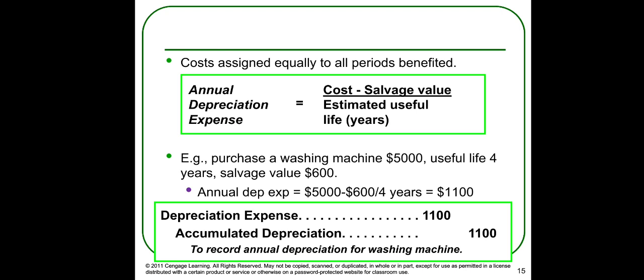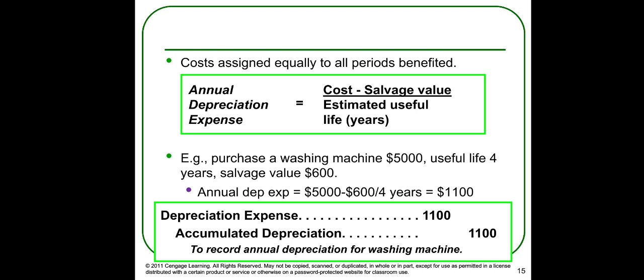Okay, when you use straight line method to calculate depreciation, cost is assigned equally to all periods benefited. So see here, this is the formula that you have to use to calculate depreciation using straight line method. The formula is in the first green box. Annual depreciation expense equals cost minus salvage value divided by estimated useful life. Okay, cost is the value of the asset.